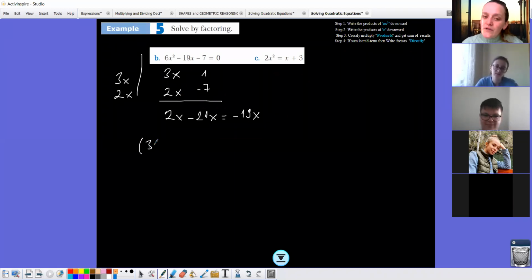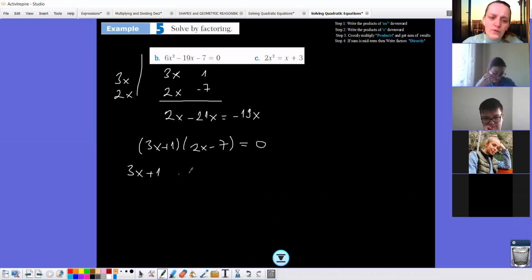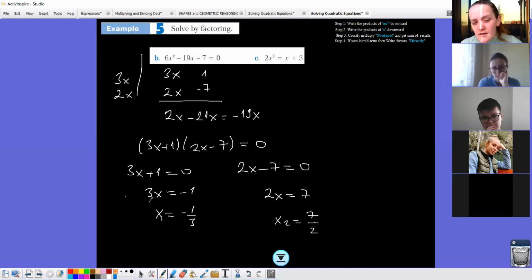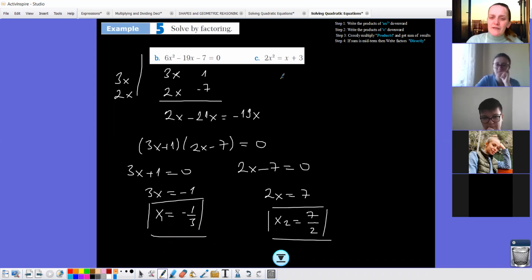Now when we write 3x plus 1 times 2x minus 7 is equal to 0, then 3x plus 1 is equal to 0. 3x is equal to minus 1, x is equal to minus 1 over 3. This is the first solution. 2x minus 7 is equal to 0, 2x is equal to 7, x2 will be 7 over 2. These are the solutions for this quadratic equation. Is it okay? Okay.